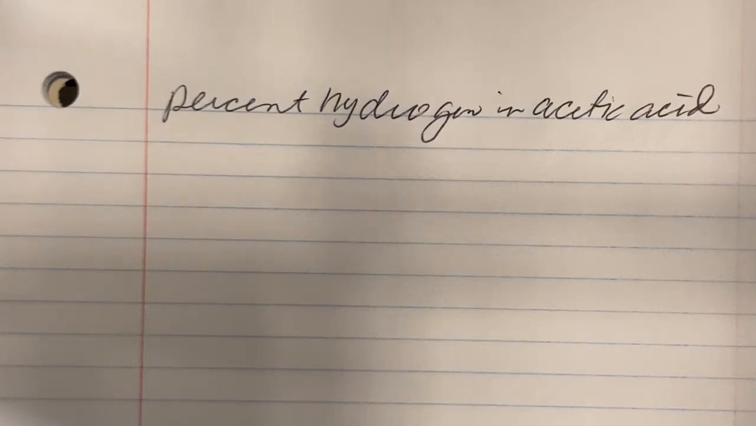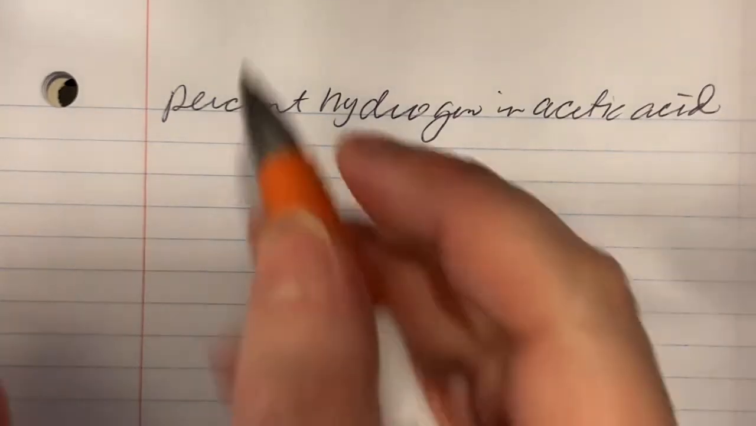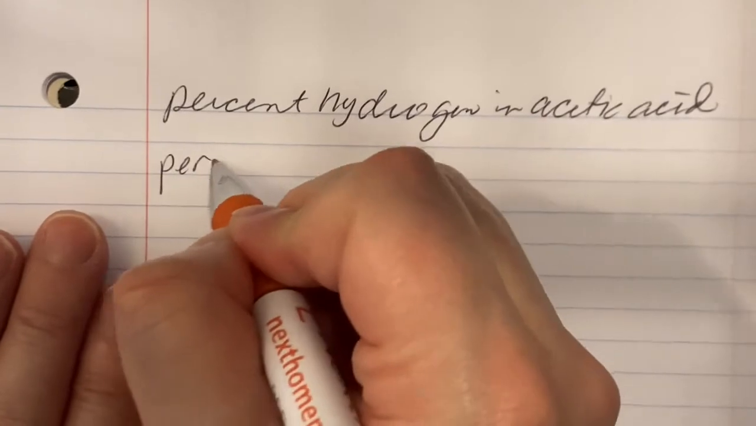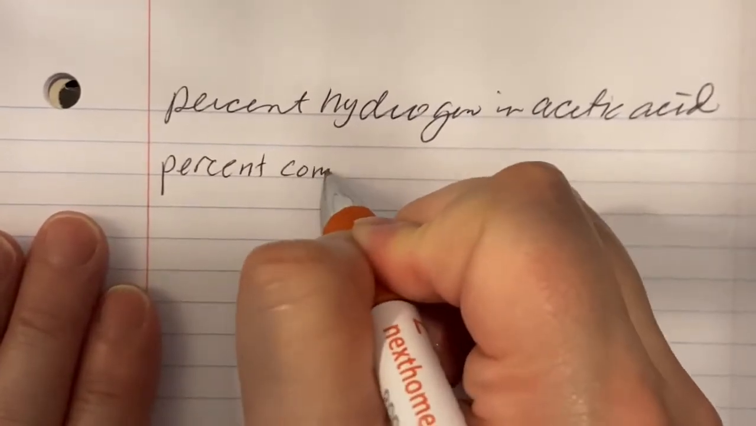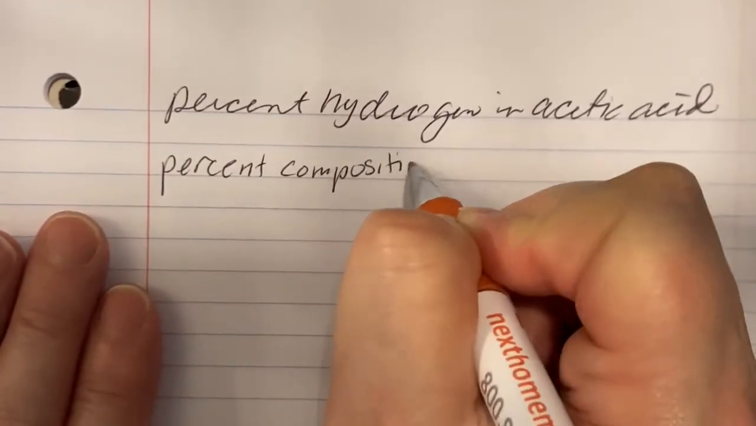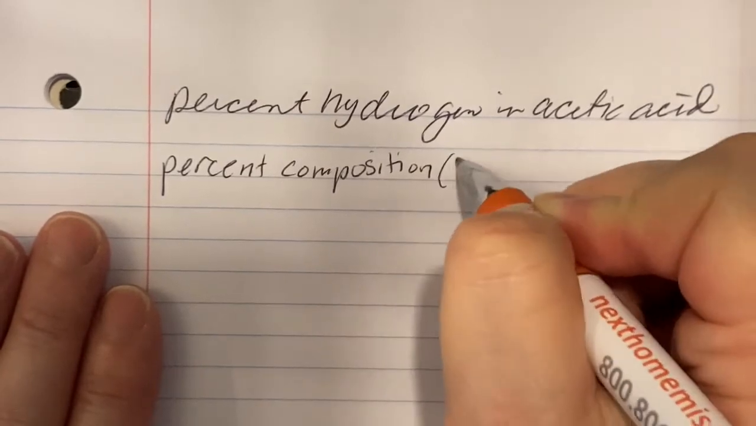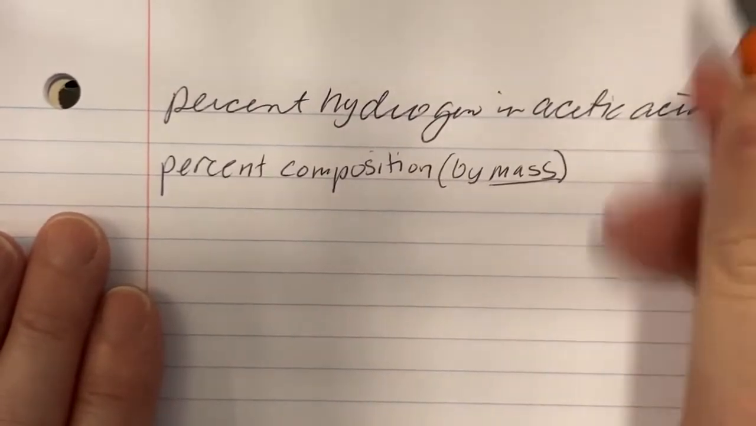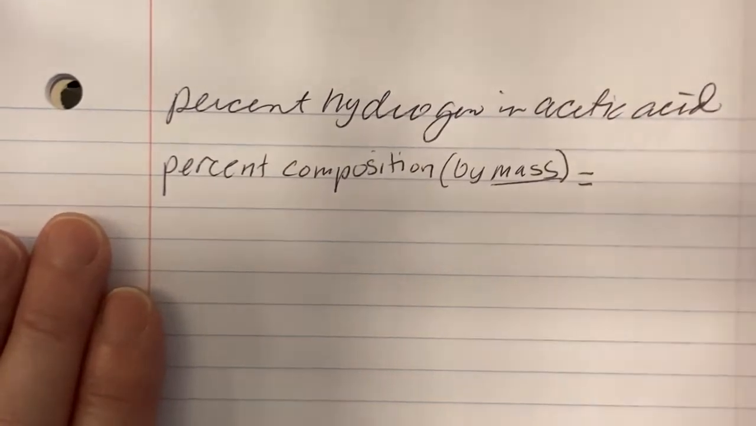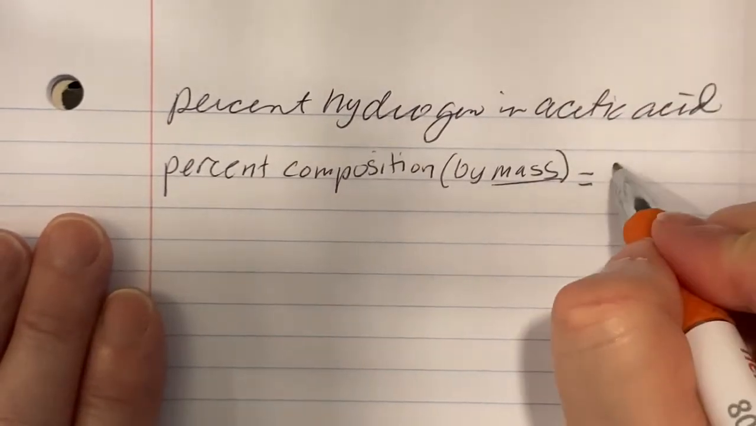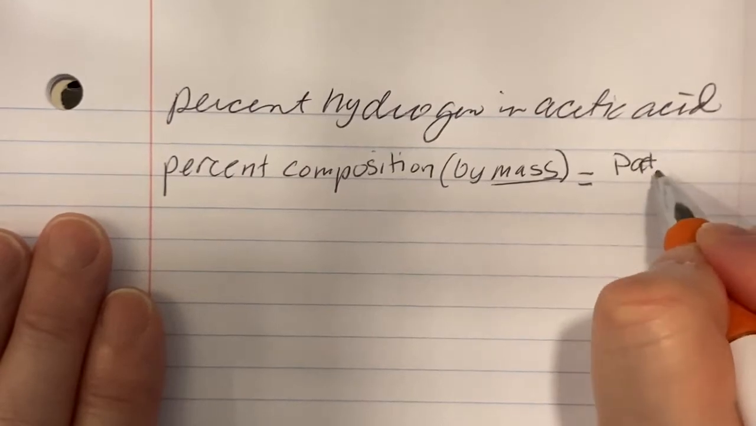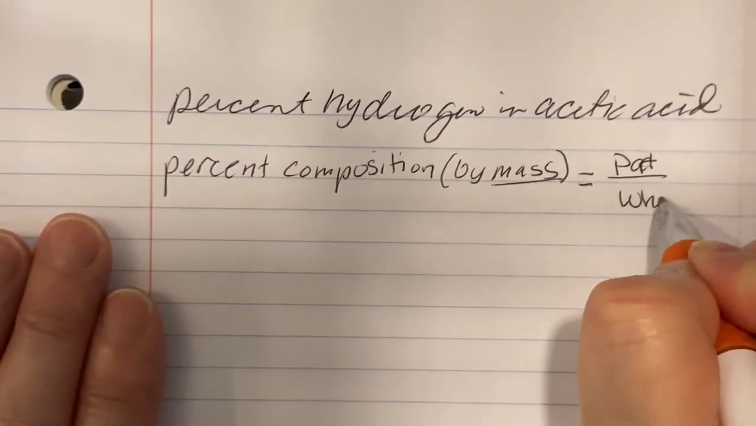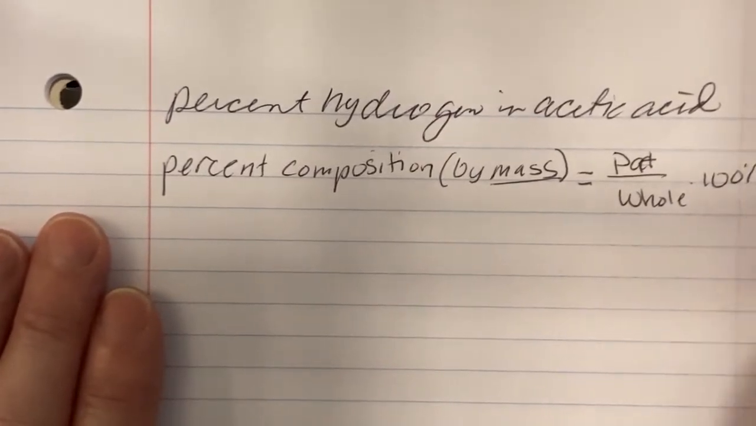Okay, today we're going to find the percent hydrogen in acetic acid. So we're doing percent composition, and this is by mass, not simply by the number of atoms. It would be the part over the whole times 100%.